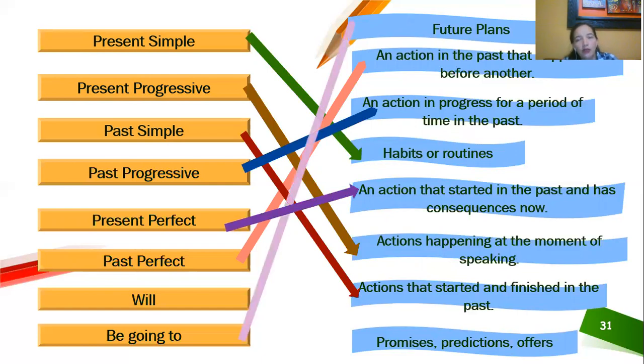Be going to is for future plans. For example, I'm going to repair my car next week. And will is for promises. I will be there for you. Predictions. It will be windy tomorrow. Or offer. I will take you in my car. Okay? So those are the tenses with their uses. A revision of last week's class. Okay? Let's check again the tenses, but now we are going to check using sentences.